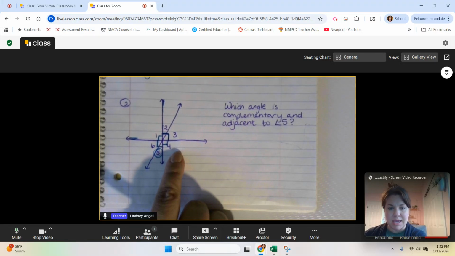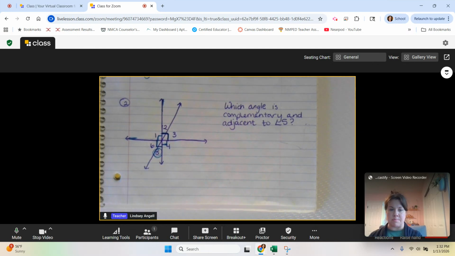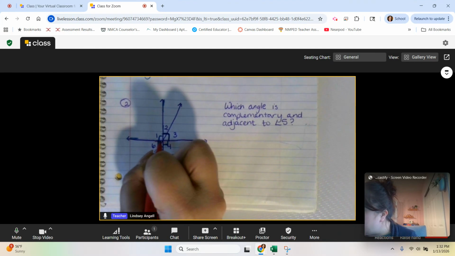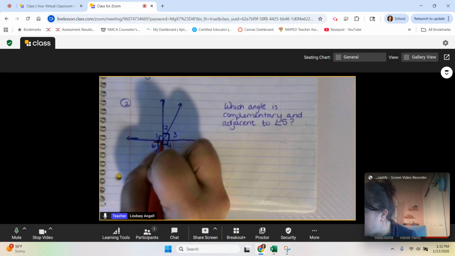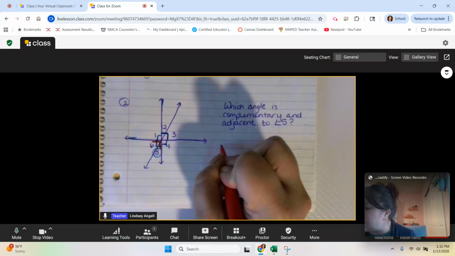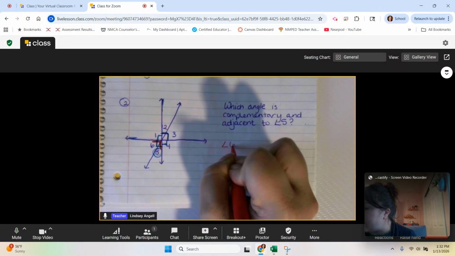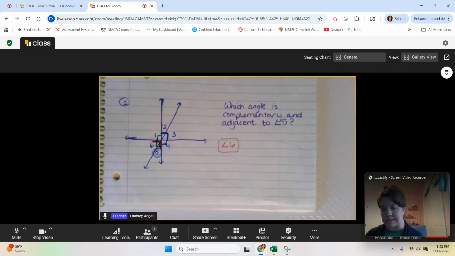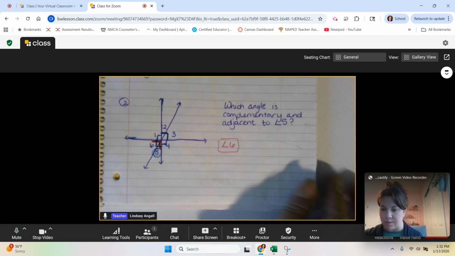So it can't be combined with anything to make it complementary, right? But notice in the picture, angle 6 is already there. There's our 90 degree angle. So for this one, our final answer would be angle 6, because it's adjacent, meaning it shares that side and a vertex, and when you combine them together, they would equal 90 degrees.